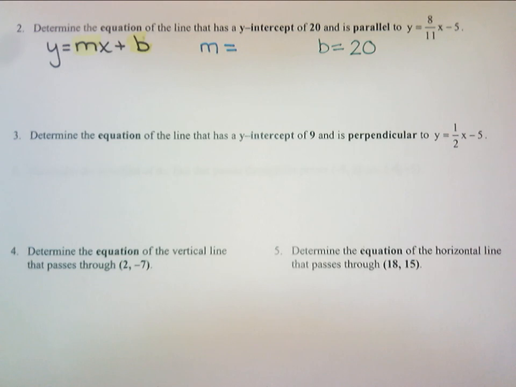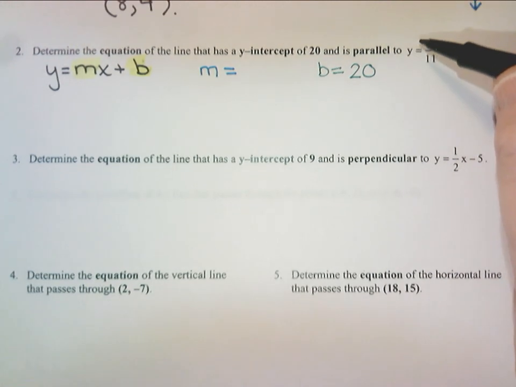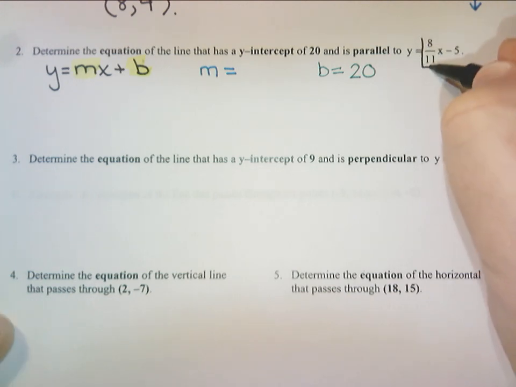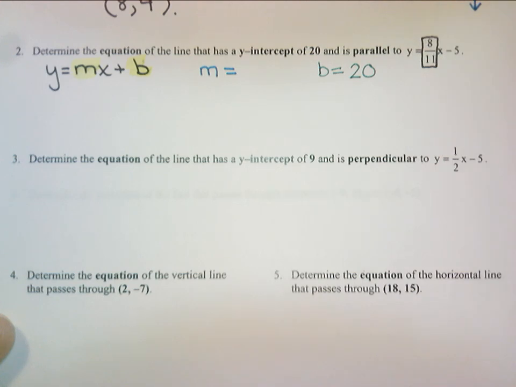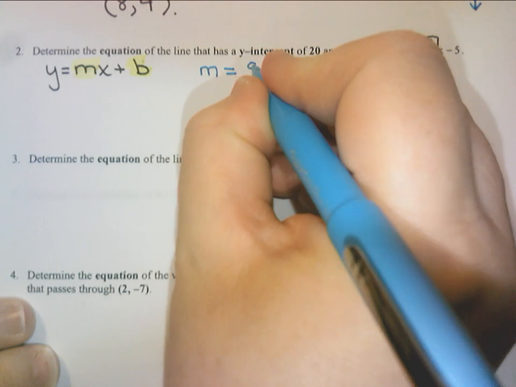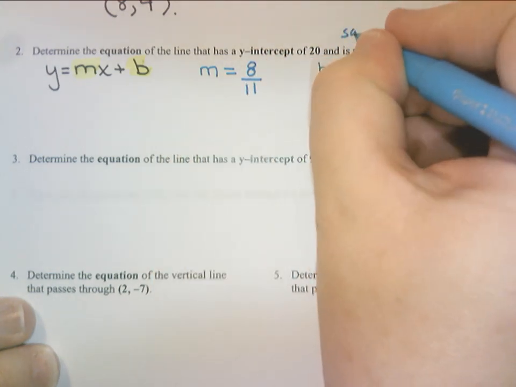And then it also says it is parallel to y equals 8 over 11x minus 5. Lines that are parallel have the same slope. So whatever the slope of my new line is will be the same as the slope of this line. Looking at this equation, the slope is always the number with the x. So the slope of this line is 8 over 11, which means the slope of my line is the exact same slope of 8 over 11. Right? Because when they're parallel, that means same slope.